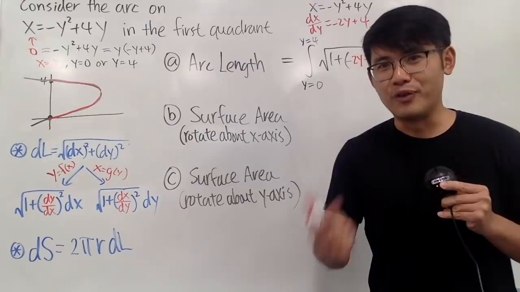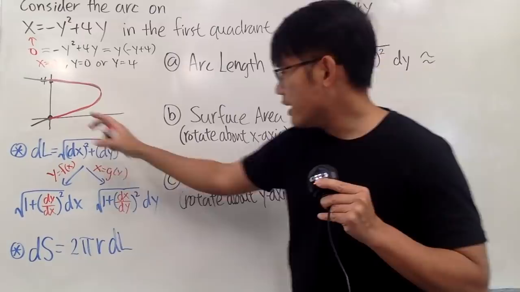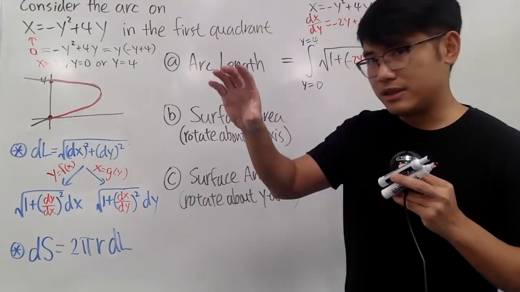Okay, next, we'll talk about the surface area, and now here's the deal. We'll take this arc and rotate about the x-axis, and yes, you will see that there's like one little part missing, but the deal is that we'll look for the surface area, so it's like this kind of shape.